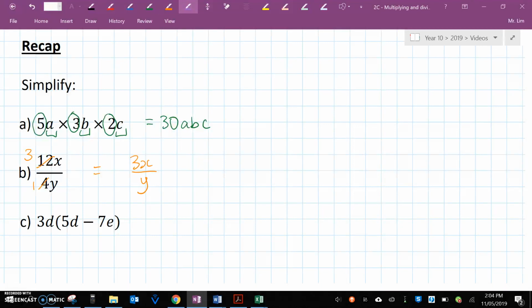In question C, we're going to expand this. So 3d times 5d is 15d squared. Again, multiply the coefficients. 3 times 5 is 15, and d times d is d squared. 3 times minus 7 is minus 21, and then we have our d and an e.